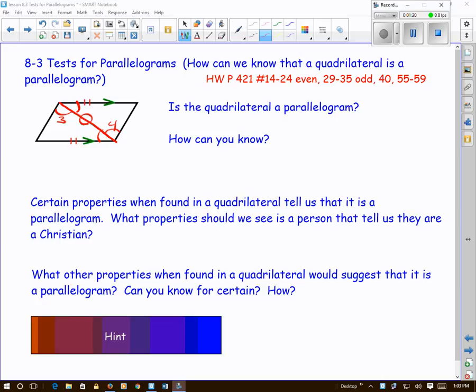And therefore, the segments are parallel because of alternate interior angles. So there's a quick informal proof of, yes, we do know that that is a parallelogram then.